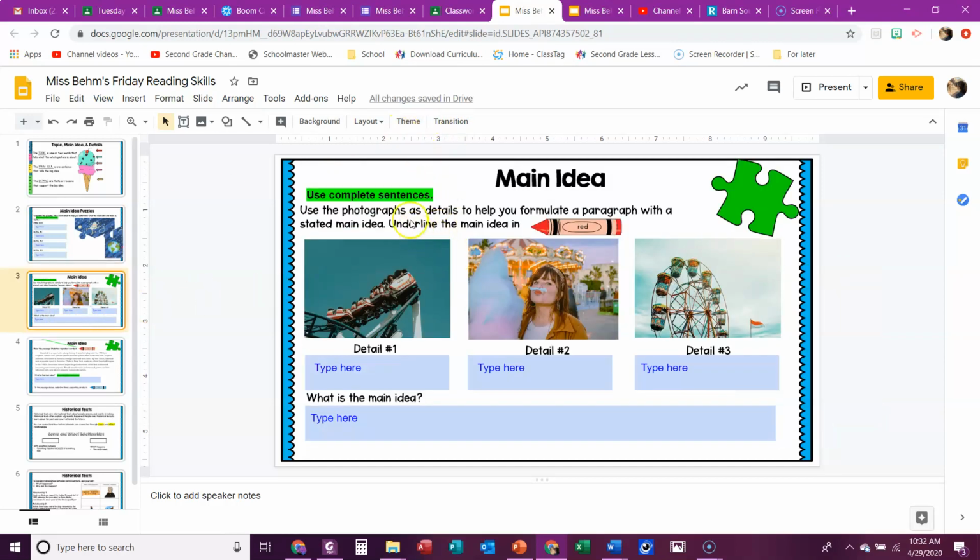Then you are going to use the photographs as details to help you formulate a paragraph with a stated main idea. Underline the main idea in red. So you're going to look at detail number 1, type a sentence about detail number 1. Then you're going to look at detail number 2, type it here, and then detail number 3, type it here, and then you are going to write what the main idea is. Okay? So that's what you're going to do there.